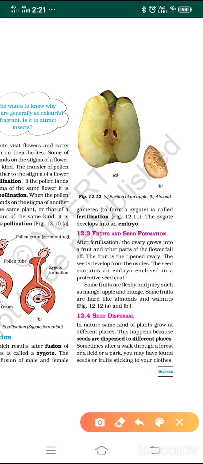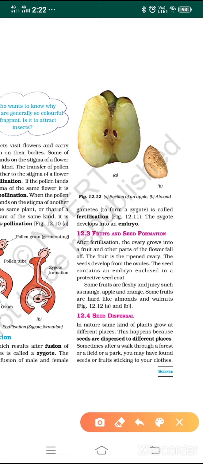Some fruits are fleshy and juicy, meaning very soft and filled with juice, such as mango, apple, orange, chiku, and grapes. These are most of the fruits that we eat. Most of them are fleshy and juicy. They are very soft and have a juicy part in them.